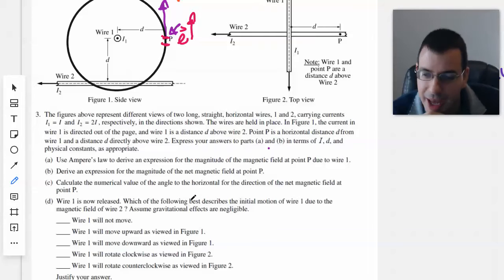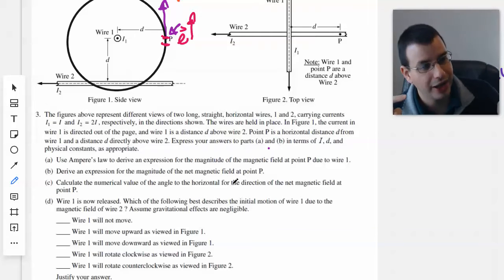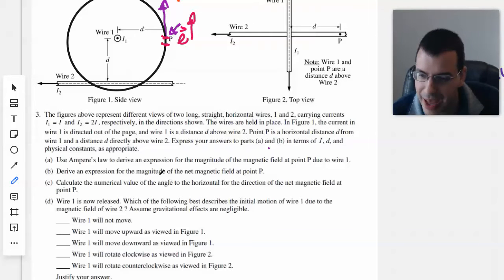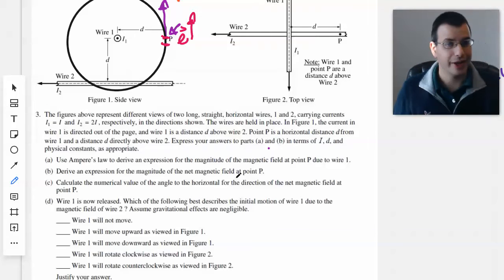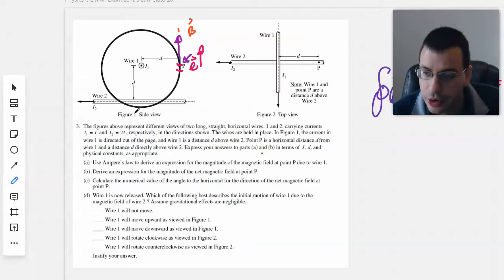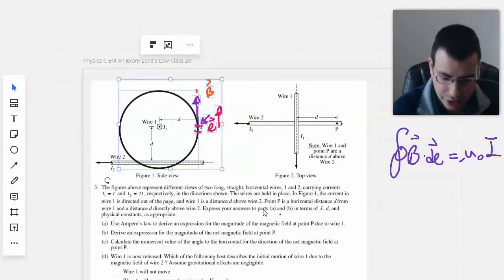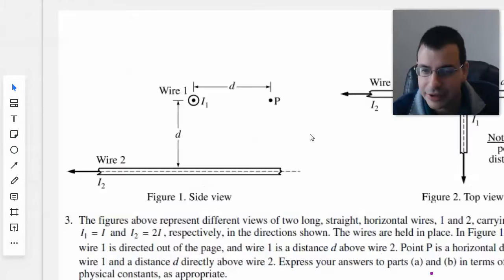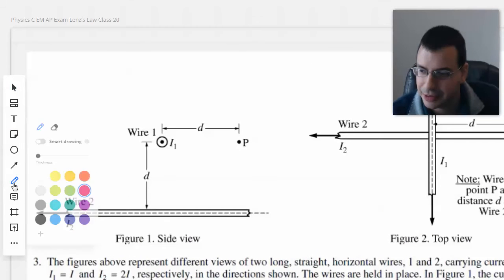Derive an expression for the magnitude of the net magnetic field at point P. Okay, so now they're like wire 1 and wire 2. Derive an expression for the magnitude of the net magnetic field. Okay. We got this. Go team. So I'm going to take this, clean it up. Now I have second thoughts every time I erase something.